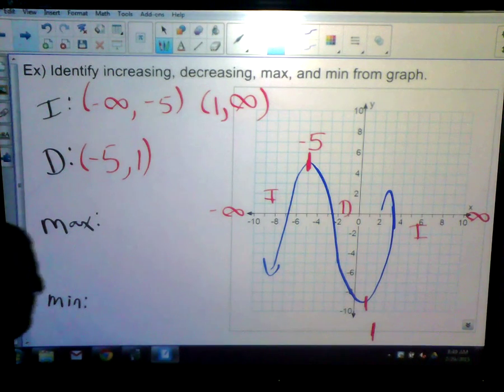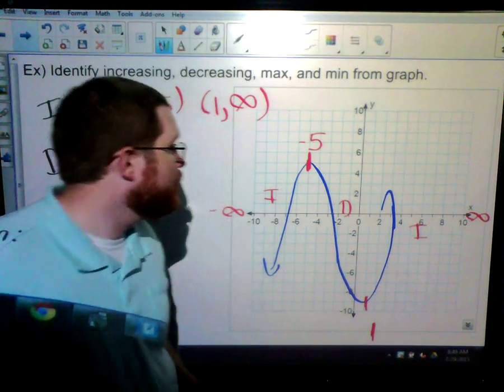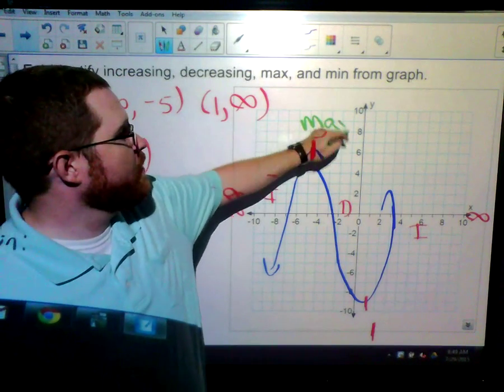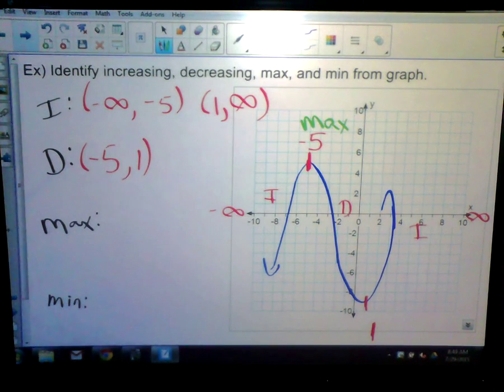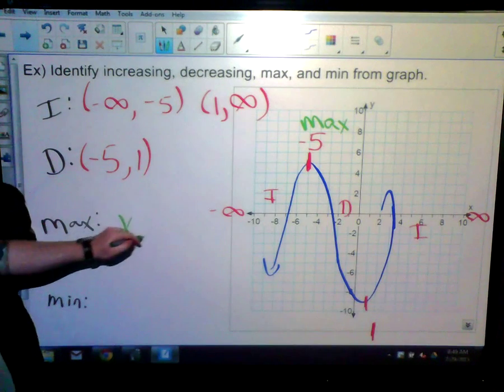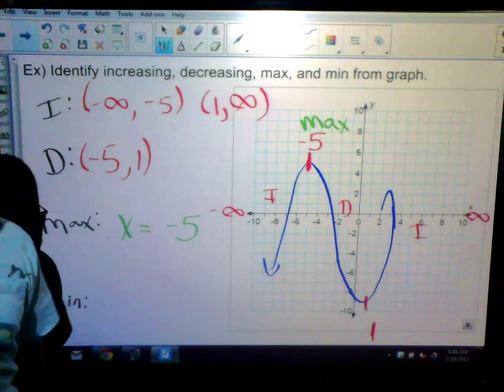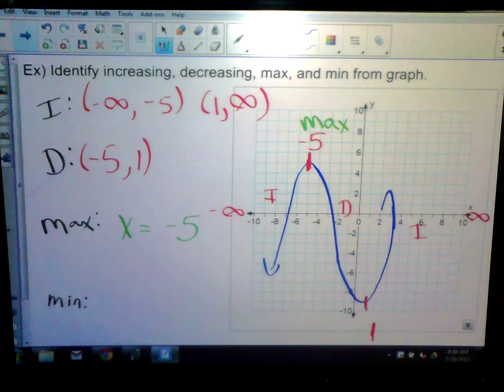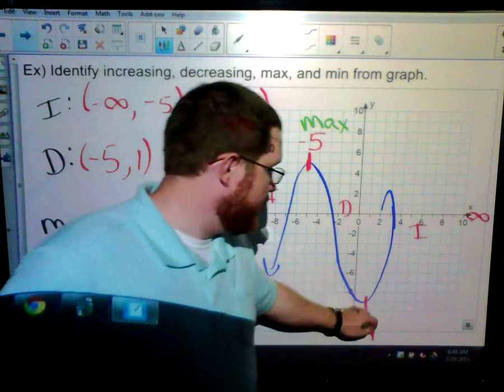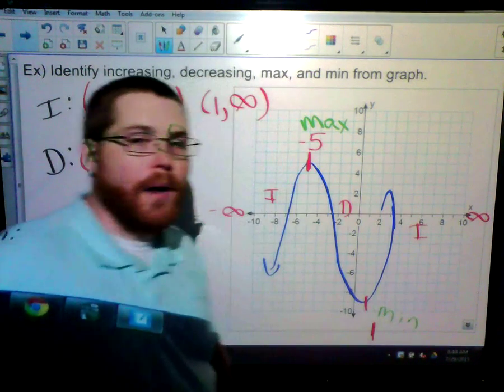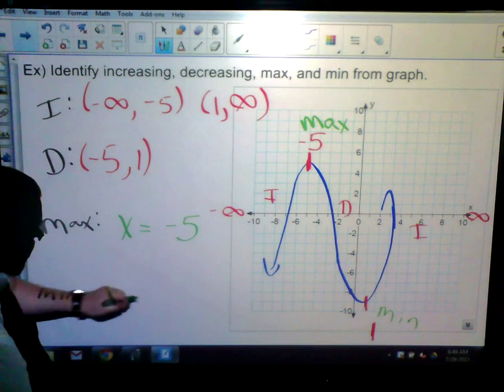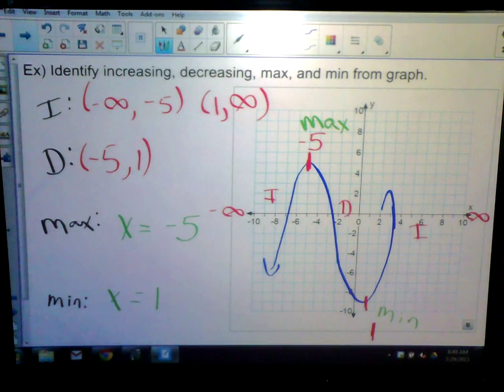What about maxes? Where's a max on the graph? Well, this point's a max. It's a little mountaintop, a little peak. So we say that x equals -5 is a maximum point. Where's there a minimum? Right here. This is a little valley, a bottom. So we call x equals 1 a minimum in this problem.